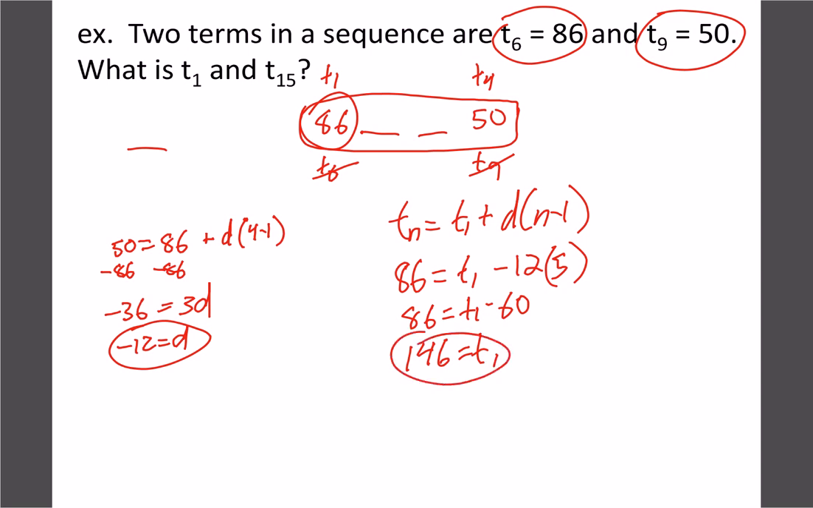So now we can go back to the formula again, and let's actually solve it for term 15. So term 15 will be term 1, which is 146, plus our difference, so negative 12, times n minus 1, and 15 minus 1 would be 14. So we have negative 12 times 14, which gives us 168. So that means we'd have 146 minus 168. And we get negative 22.